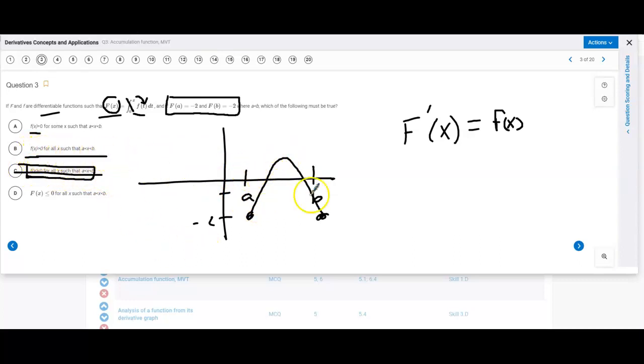How about another one? Is the slope always positive? No, because we've got a negative over here, so that's also gone. How about here? Is the slope 0? A 0 slope happens anytime you've got a flat tangent line. Well, that would happen up here, so that is possible.